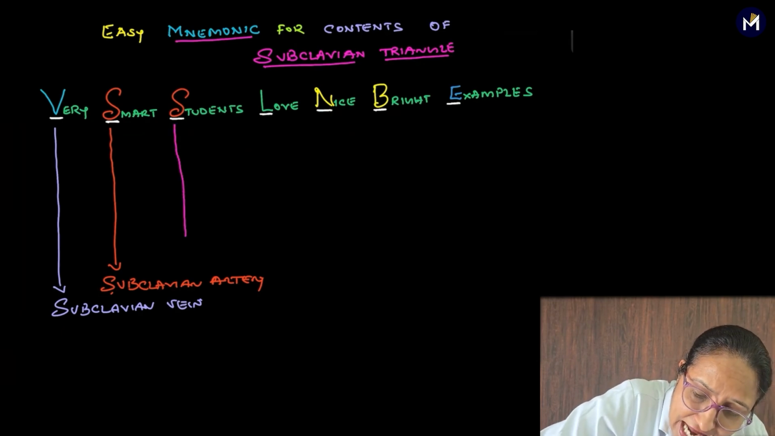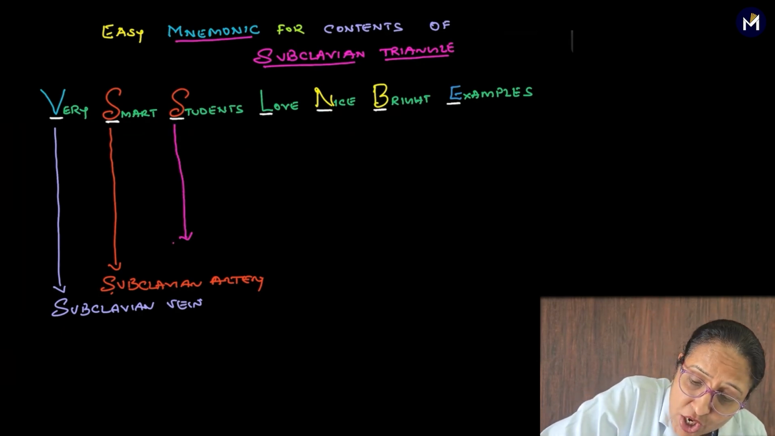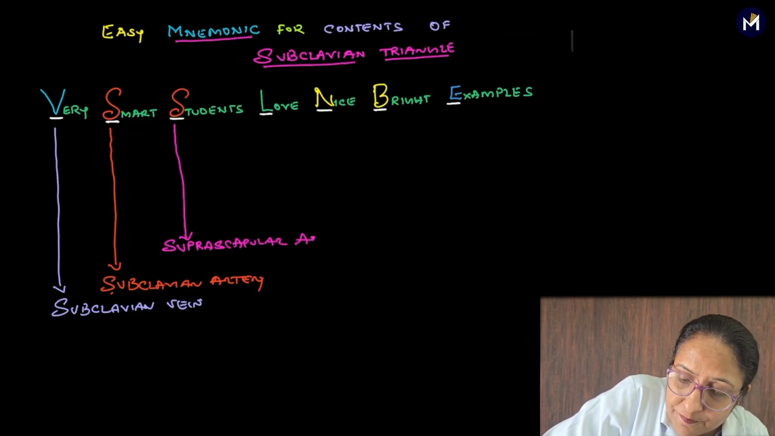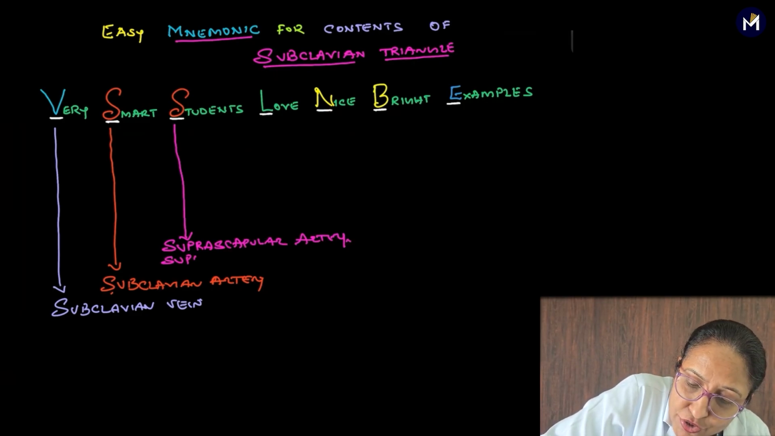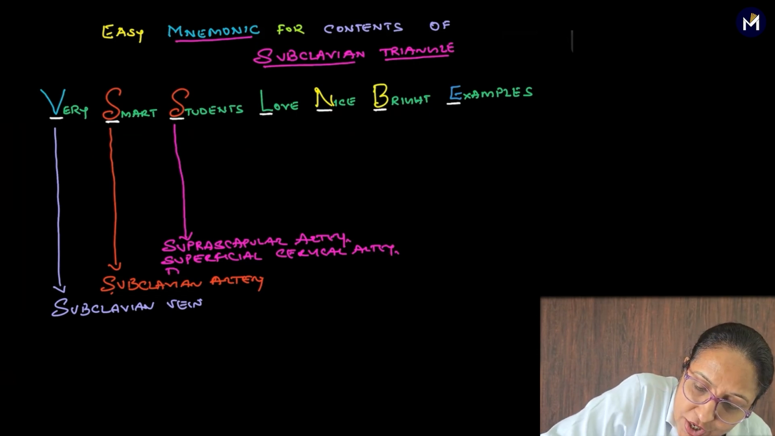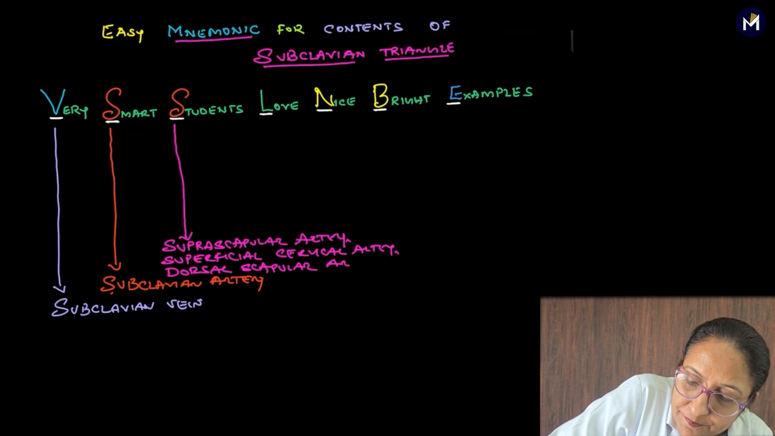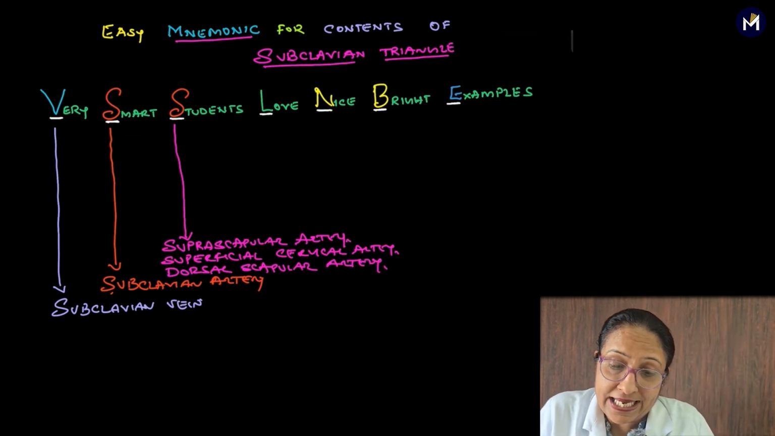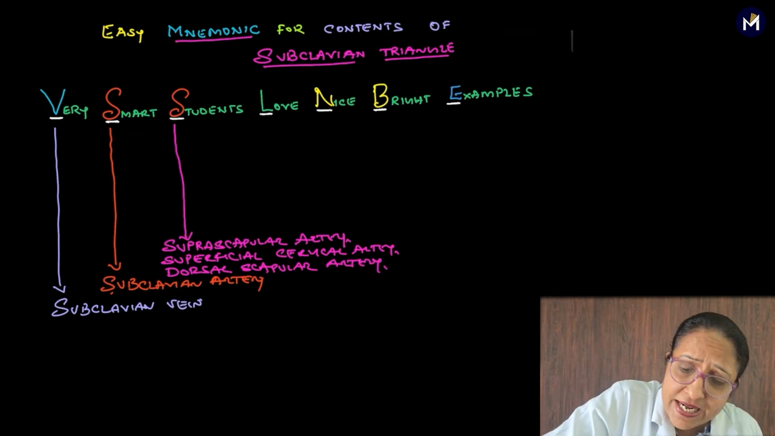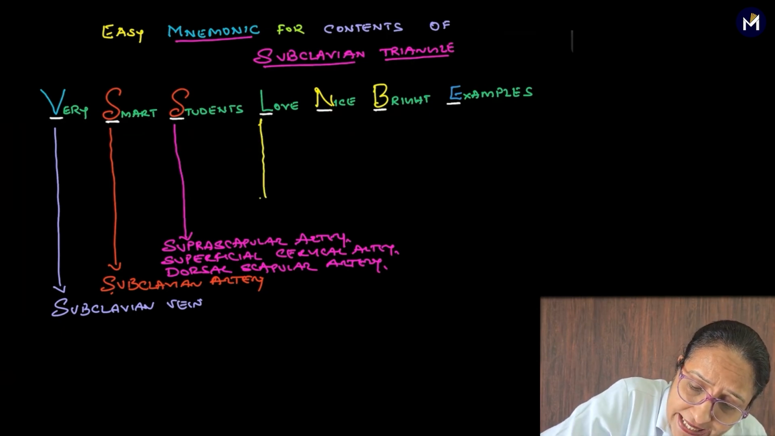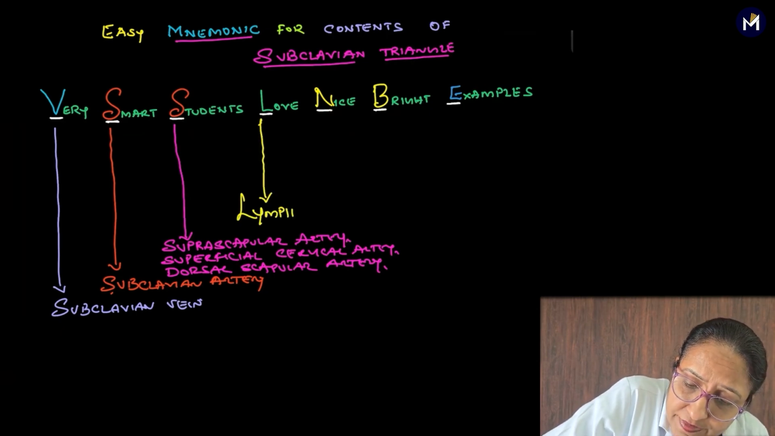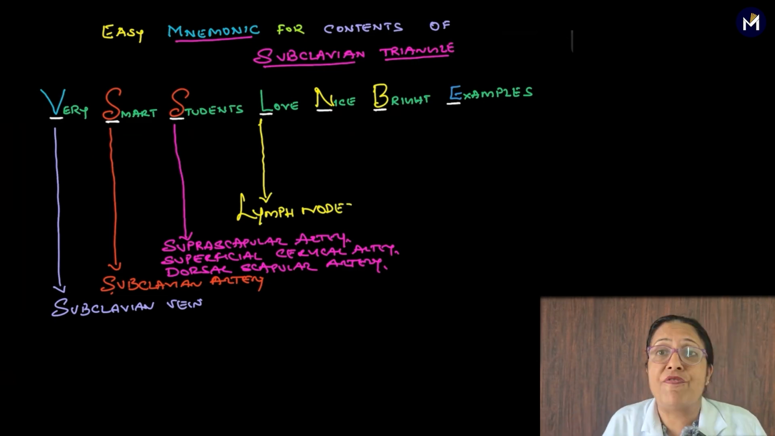S again stands for the other arteries, that is the suprascapular artery. We also have the superficial cervical artery and the dorsal scapular artery, which can arise independently. L stands for a very important structure, that is lymph nodes, the supraclavicular lymph nodes.